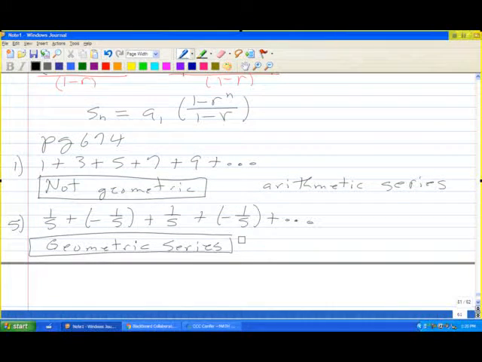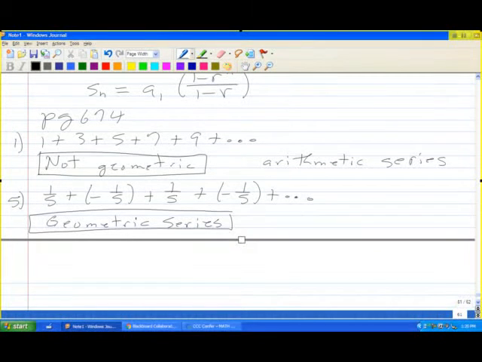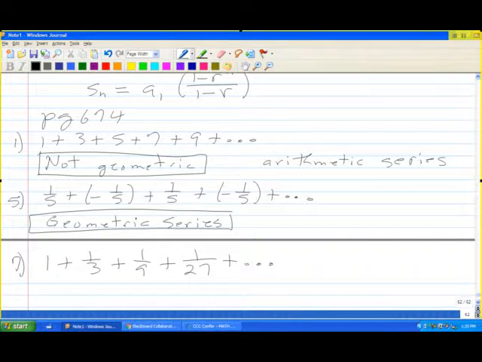Let me do problem number 7: 1 plus 1/3 plus 1/9 plus 1 over 27, etc. In exercises 7 through 9, determine the sum of the first 15 terms of the geometric series. So I want to figure out the sum of the first 15 terms.